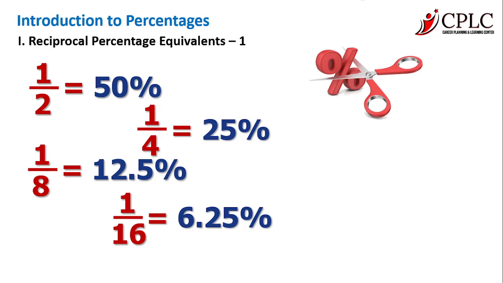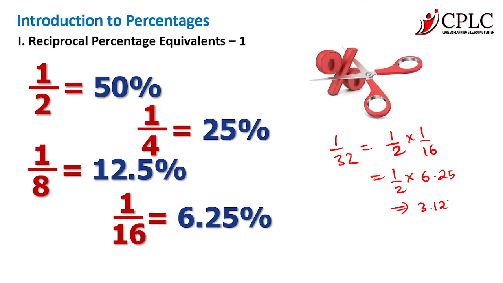So this is how the whole first group works out, and we can continue doing this further and further. For example, if someone asks you what is 1 by 32, you can say 1 by 32 is half of 1 by 16. That means 1 by 16, we know, is 6.25. So if you do half of 6.25, it becomes 3.125, for example. So we can continue doing this, and we can keep getting those answers again and again in the similar manner. So that's about the first group.